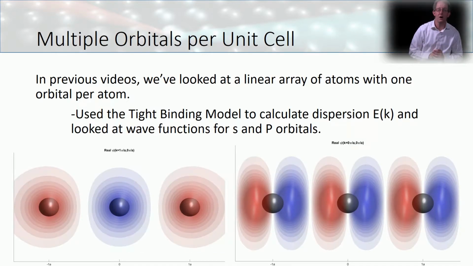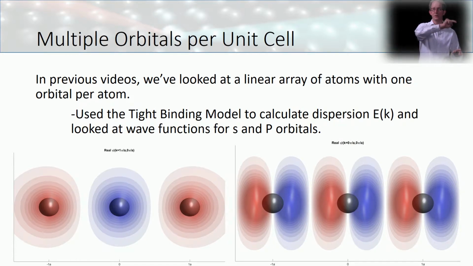All right, so like I said in the previous video, we looked at a chain of atoms with s orbitals, which is shown in the lower left, and a one-dimensional chain of p orbitals shown in the lower right. And we saw that the band structures for these two systems were very different. They both gave cosine bands, right? So the bands looked like cosine functions as we go from zero momentum to momentum equal to pi over a. But they were fundamentally different.